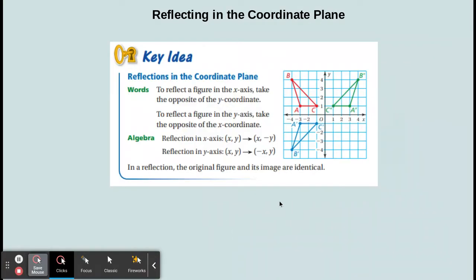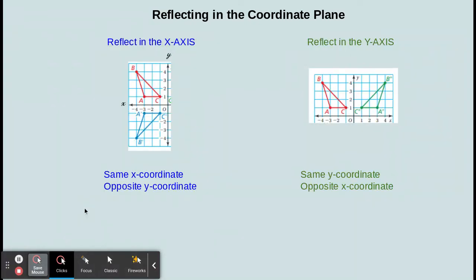All right, we can reflect in the coordinate plane. And when we do that, we are going to use either the x-axis or the y-axis as our line of reflection. So if we want to reflect in the x-axis, that means we're going to, I like to say, flip it across the x-axis. The x-axis is going to be our line of reflection. And when we do that, our x values will remain the same. However, our y values will be the opposite of what they originally were.